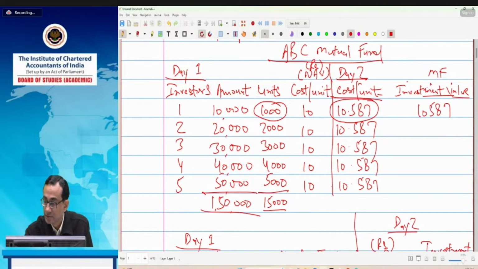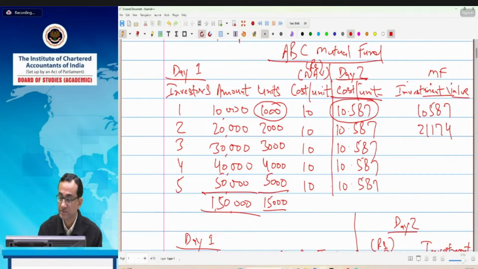21,174. In case of investor 2, if investor 2 now wants to purchase it, his investment value is increased from 20,000 to 21,174.